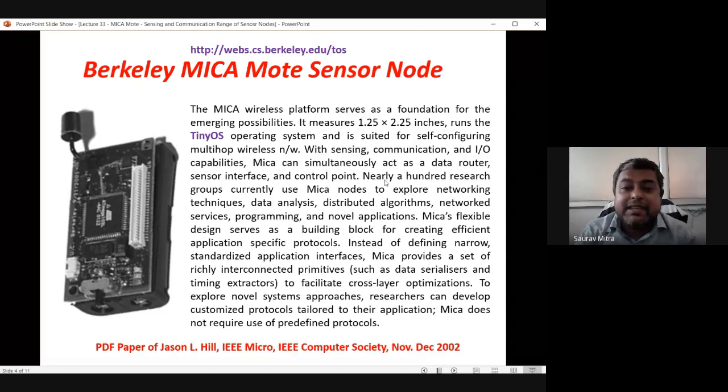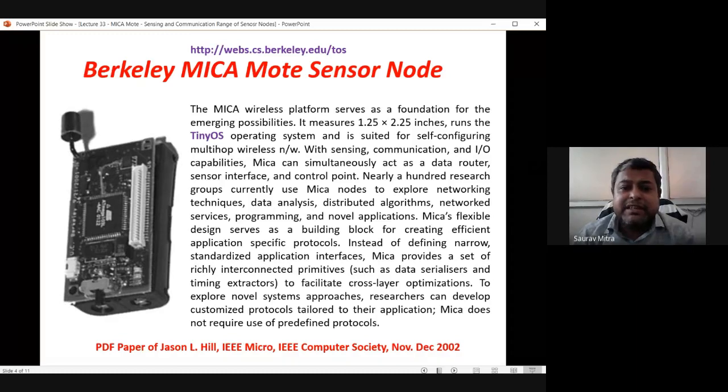So it can act as a data router, or it can act as a sensor interface, or it can act as a control point, controlling the overall communication, controlling the data flow. Okay. So it can act as a router, sensor interface, and control point. So it's a very smart kind of technology, which was designed by Berkeley.